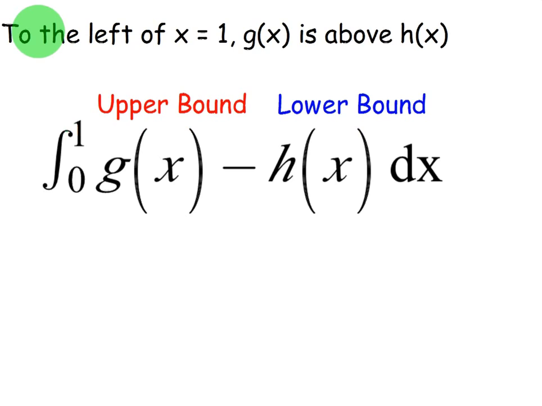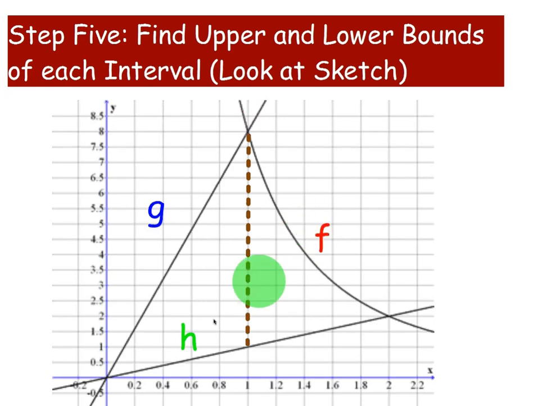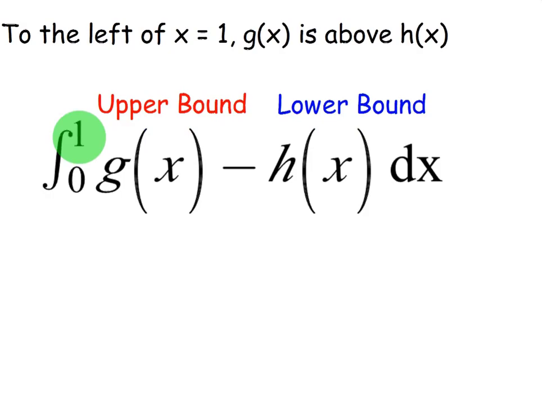Okay. So to the left of x equals 1, g is above h, so it's going to be upper bound minus lower bound. g of x minus h of x. Here are your limits, from 0 to 1. Remember, your limits are in terms of x.